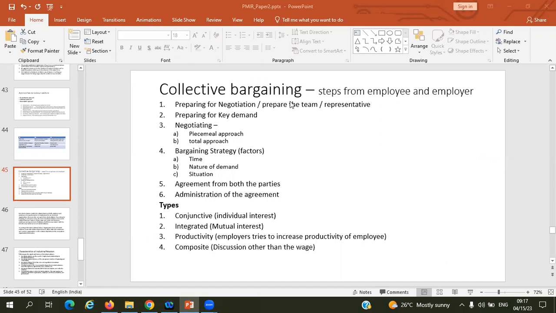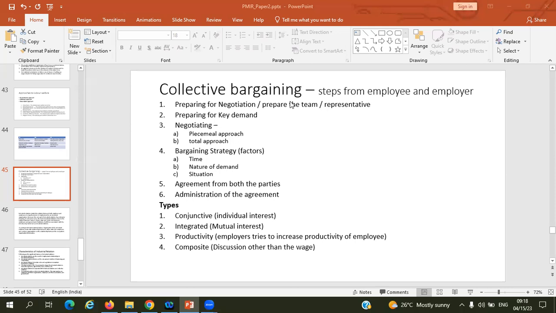Second step is demand, key demand. You are making a list, what are the things you are raising? Like I said, canteen is one of your demands. Or salary. Your people are getting less salary. Your people are not getting overtime. Like that. Or some issues you are preparing. So you are making a list of all the demands. What demands you are going to raise. Then you are putting all these things.